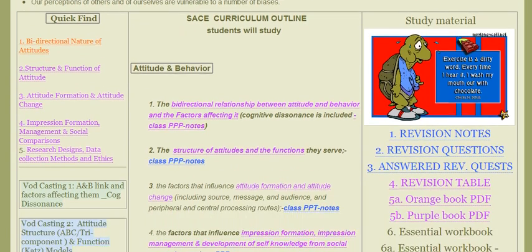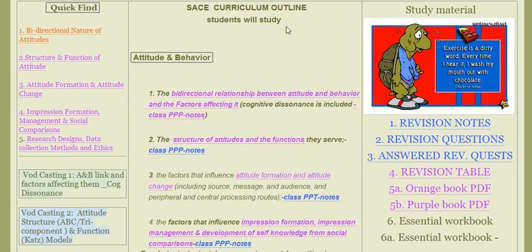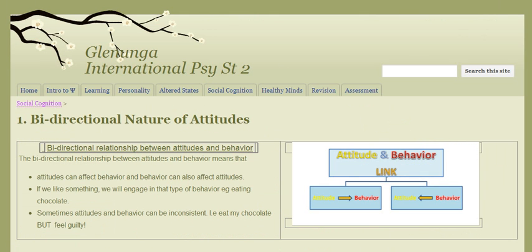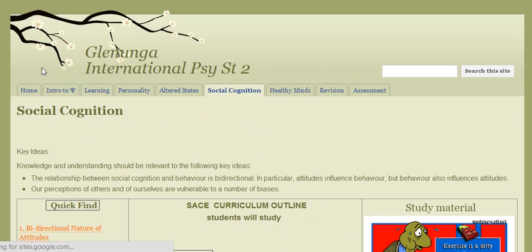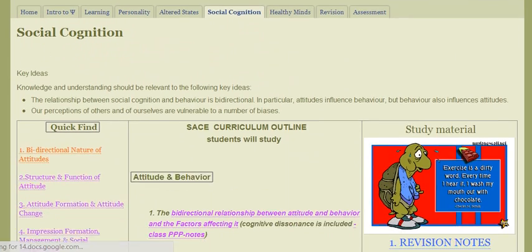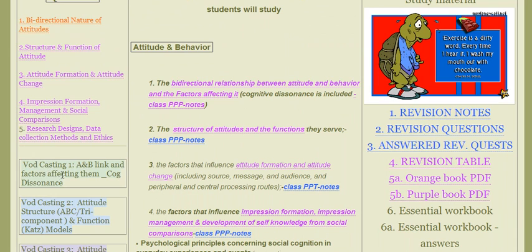According to the curriculum outline, within the attitude and behavior link you will study the factors affecting this behavior and the theories related to how behaviors and attitudes are created. You can access this first part here as a site. I'm going through the site now. So this is the bi-directional, the first lesson, the first week's lesson. And you can also access the podcast here.